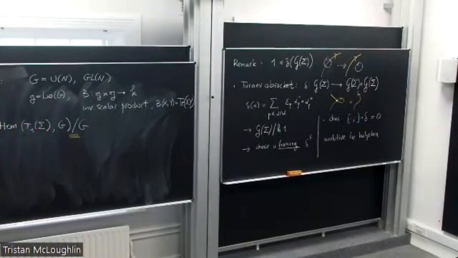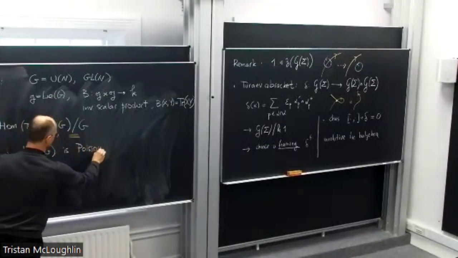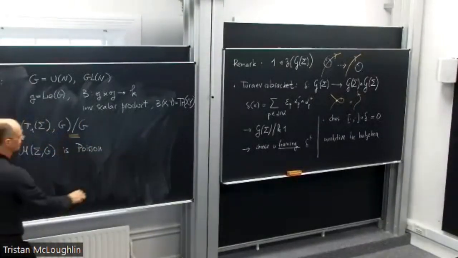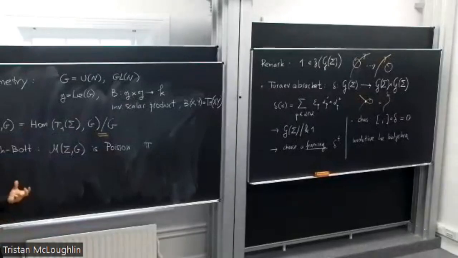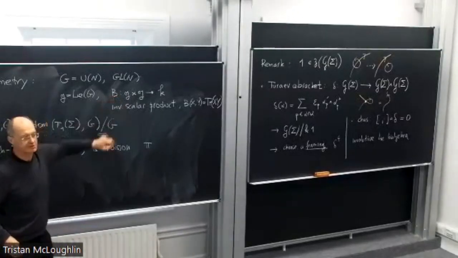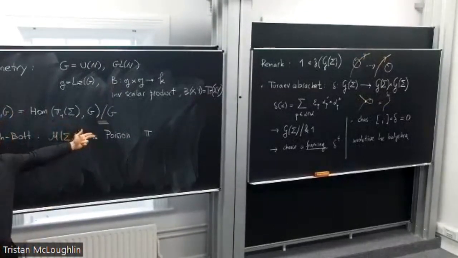So there is a famous theorem of Atiyah and Bott, and I think they formulated it in the symplectic language, but I would say that M sigma G is Poisson. So it has a canonical Poisson structure, and this Poisson structure is induced by the orientation of the surface and by the choice of this scalar product. I will not be explaining what it is, because again, we'll have a relatively precise description, related to what we were talking about, in some minutes from now.